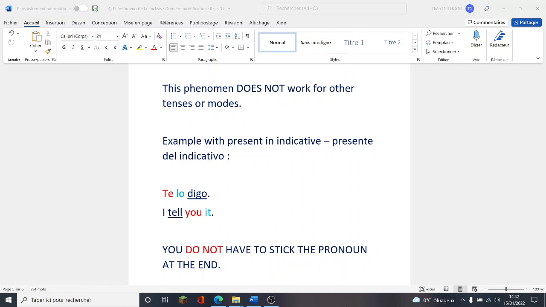So, for example, I've chosen for you just an example in present indicative, presente del indicativo in Spanish. You have, for example, te lo digo, I tell you it. So basically, you don't stick any pronoun at the end of the verbal form. Sorry, you do not have to stick this pronoun at the end, and do not do it if it's not any of the 3 cases we've tackled in the video today.